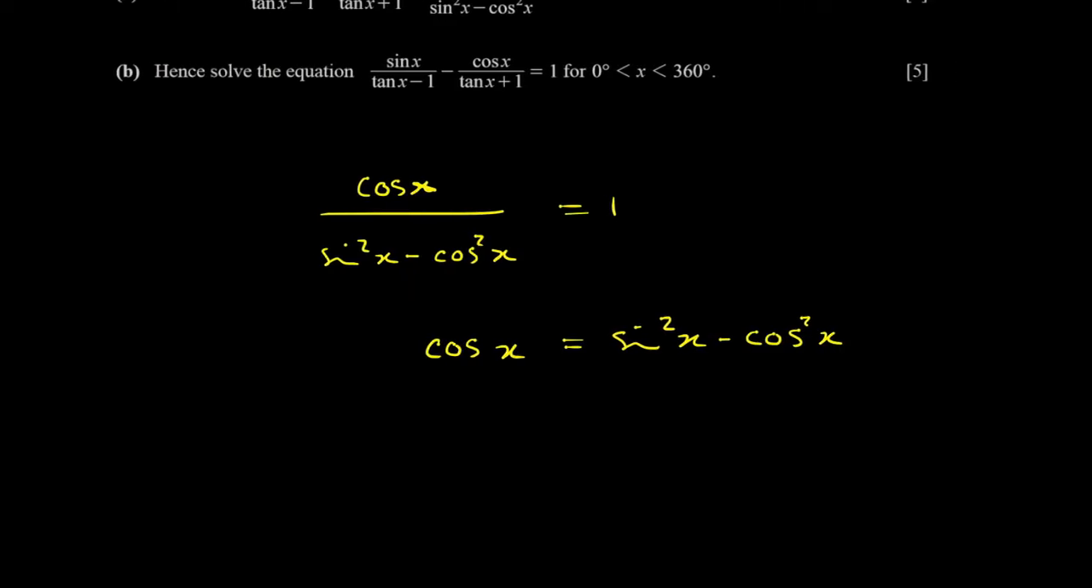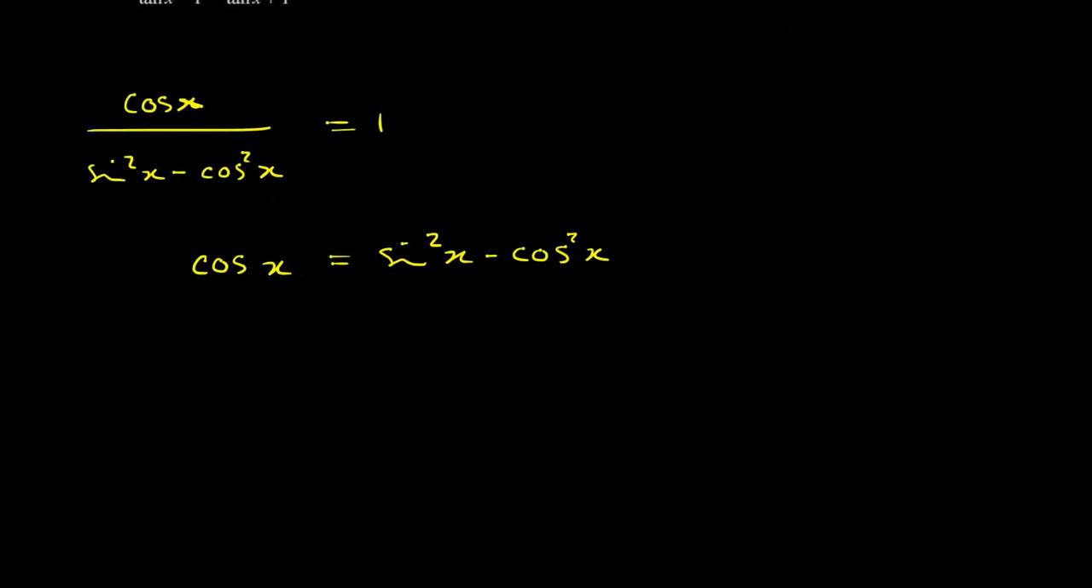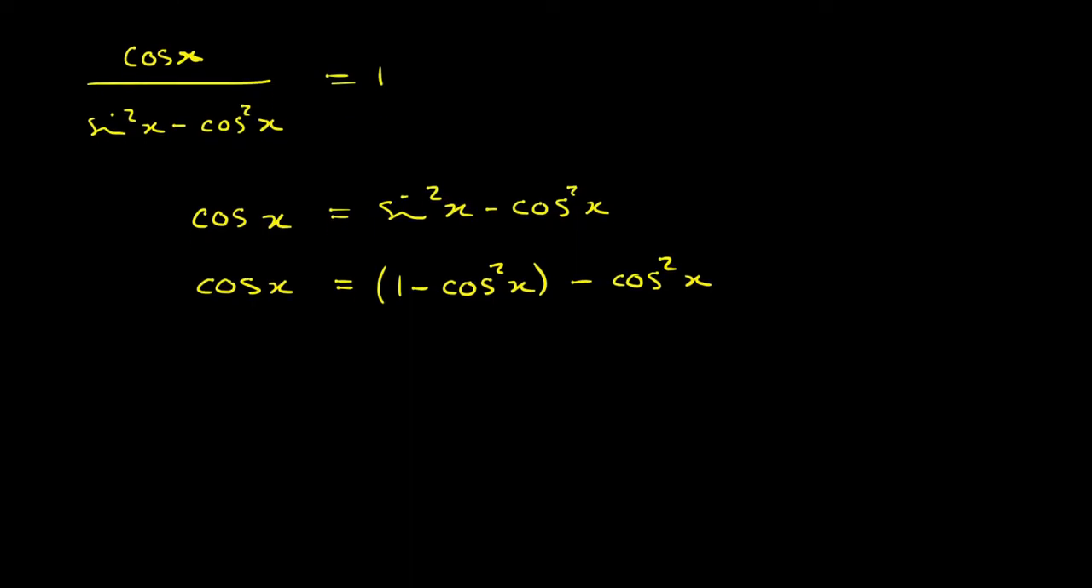We could use an identity. And the identity that I suggest is we use sine squared is equal to 1 minus cos squared. So I'm going to replace sine squared with 1 minus cos squared, like that. And if you're not sure about that, on the front of your exam paper, you've got the identities listed, and you're told that sine squared plus cos squared is equal to 1. So if we just rearrange that, sine squared is equal to 1 minus cos squared.